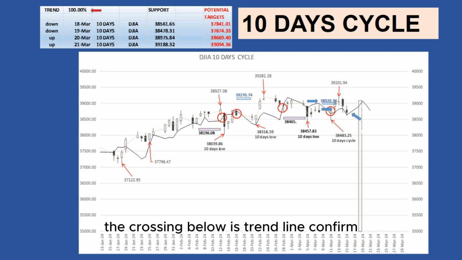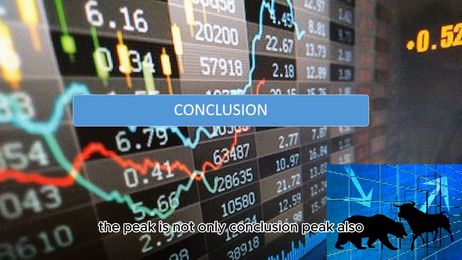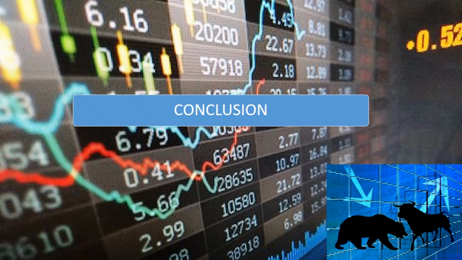The crossing of the low trend line confirms the peak is not only the 80 days peak, but also the 20-week cycle. The market is still bullish. There is a high probability of the 20-week, the next longer cycle, on March 11th. In this case, the next longer cycle is the 20 weeks. The Dow Jones Industrial Average resumes its 20-week cycle low at the time of the crossing.